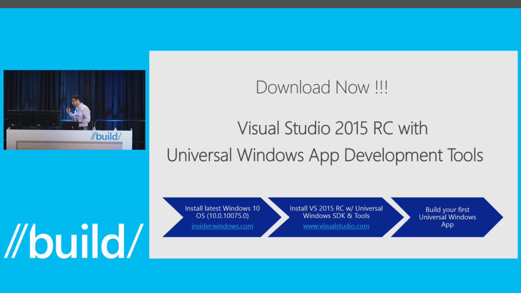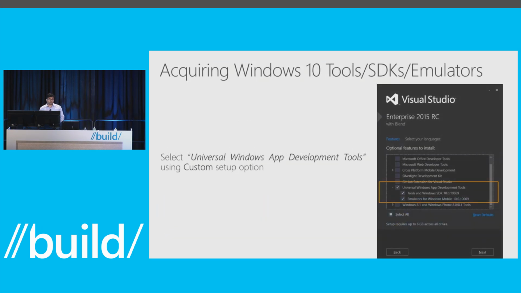When you are installing Visual Studio, make sure that you go to the custom setup and select Universal Windows App Development Tools. And if you are interested in emulators, you should select that as well. Everything we are going to talk about today will require you to have Universal Windows App Tools installed as part of Visual Studio. If you don't have it, then Windows 10 development will not be supported. So as you're installing Visual Studio, go to the custom setup and make sure these are checked to avoid any future surprises. So let's talk about the agenda.